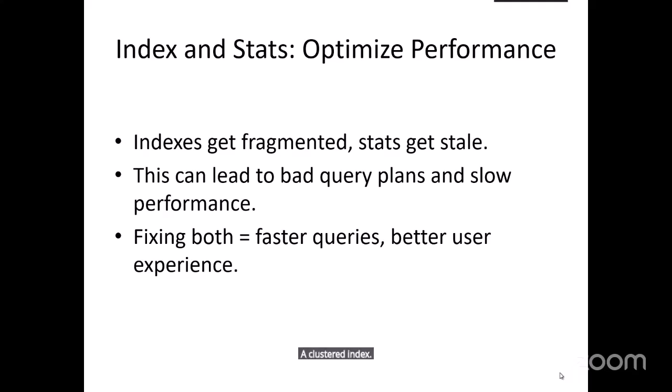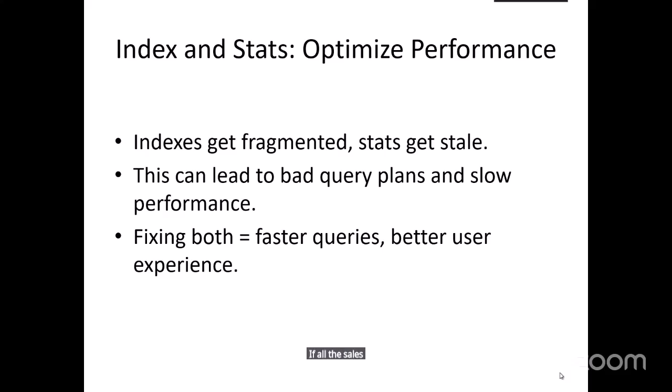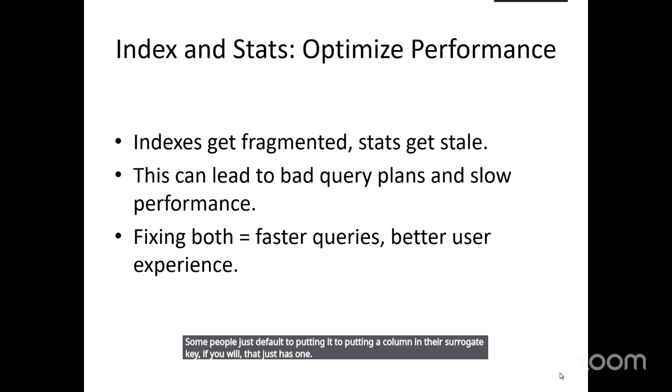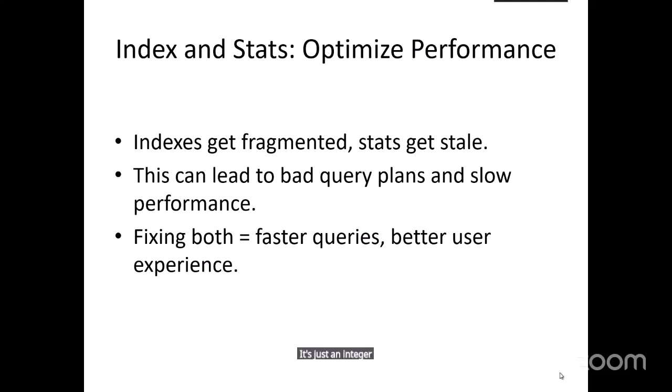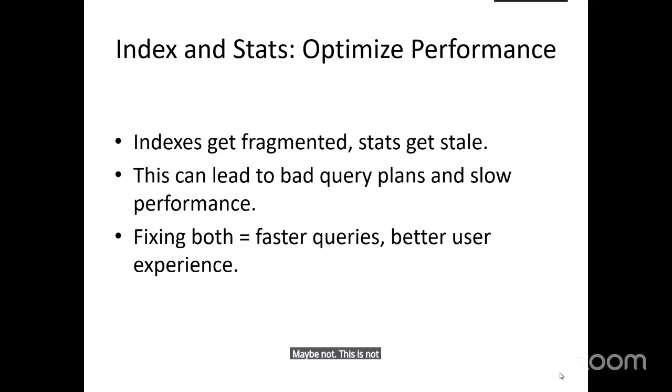Generally it should be on something that is going to be used when queries do scans. I like to use the example of give me all the sales last month. If all the sales are in date order, last month is real easy to find. Some people just default to putting a column in there, a surrogate key, if you will. It's just an integer, and every new row gets the next number in line. That works, especially if it's a clustered primary key. But do you really ever search for that? Maybe not. This is not an index design presentation, but more of an indexes are important one.